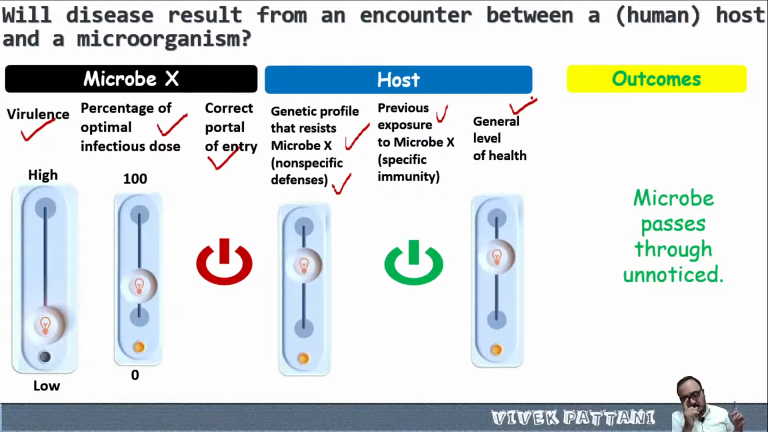Okay, they are basically specific to a particular part of the human body. So in this case, the pathogen is not going to enter from the correct portal of entry. Now comes the host profile, the genetic one. Is the genetic profile one that resists microbe X? Yes, the genetic profile resists microbe X, almost at a higher level.